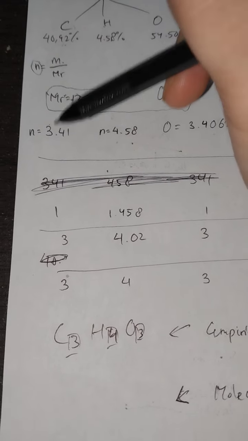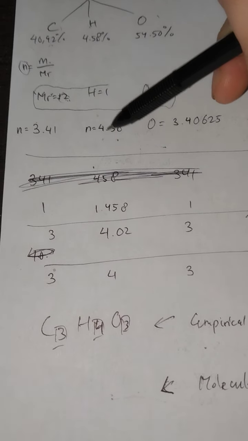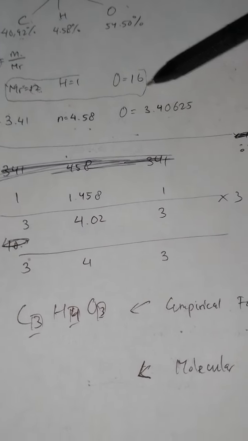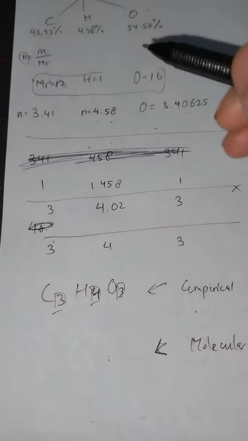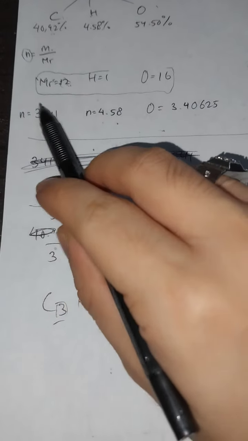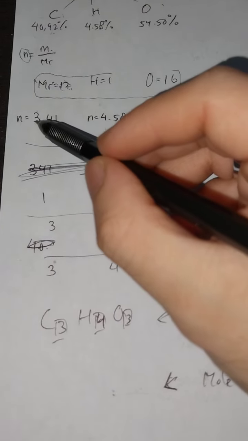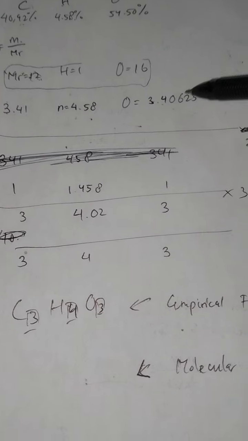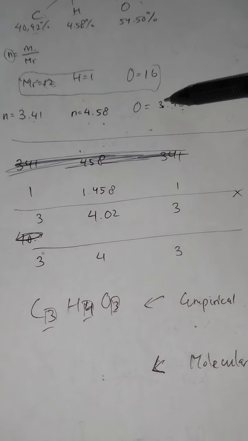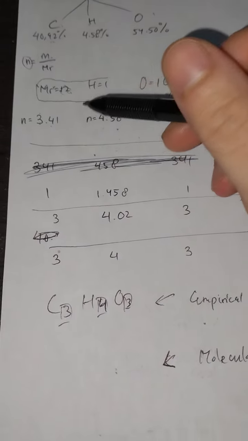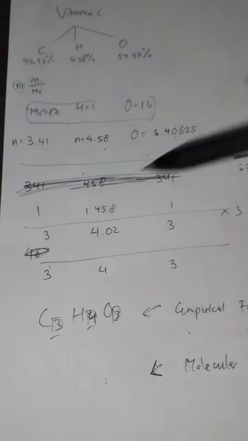So I divide this with this, I get 3.41. I divide this by 1, still 4.58. I divide this by 16, I get 3.40. Now, notice here, if you have done a lot of these questions already, you notice something very noticeable. This is 3.41. This is 3.406 and so on. This is actually the same number of moles. If you round this, it'll be 3.41, right? What I mean is, both of these are meant to be the same number.